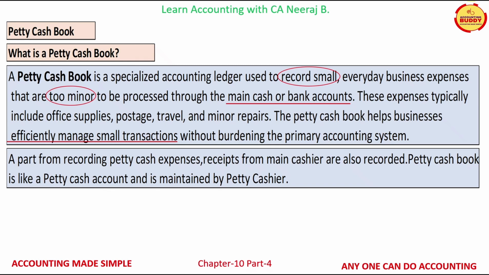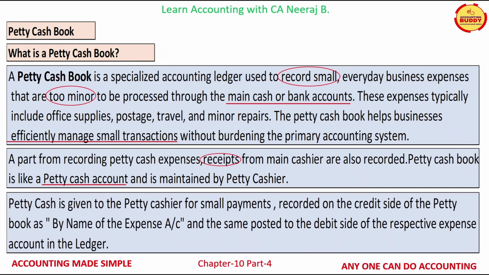Apart from recording petty cash expenses, receipts from the cashier are also recorded. Petty cash book is like a petty cash account and is managed by the petty cashier. Petty cash is given to the petty cashier for small payments, recorded on the credit side of the petty cash book by the name of the expense account, and the same is posted to the debit side of the respective expense accounts in the ledger.